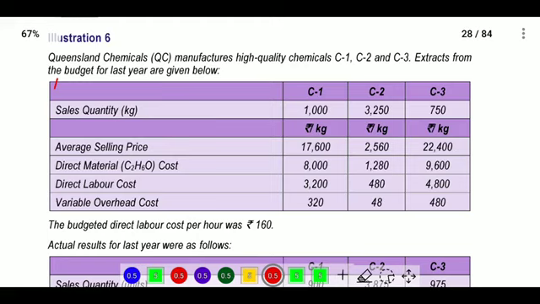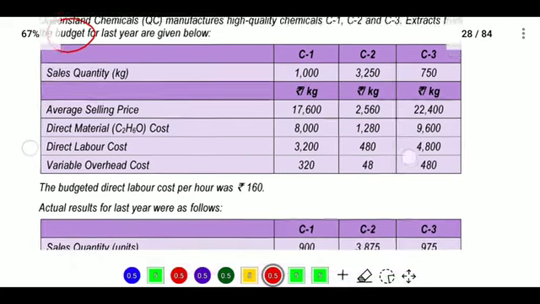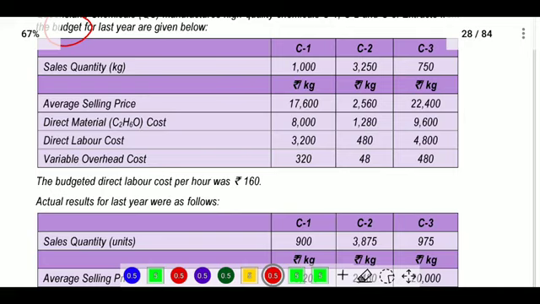That is sale quantity: 1000, 3250, 750. This is related to the budget for the last year. It is budgeted data, that is 1000, 3250, 750. Next, the average selling price will be 17,600, 2,560, 2,400. Next, direct material, direct labor, variable cost.